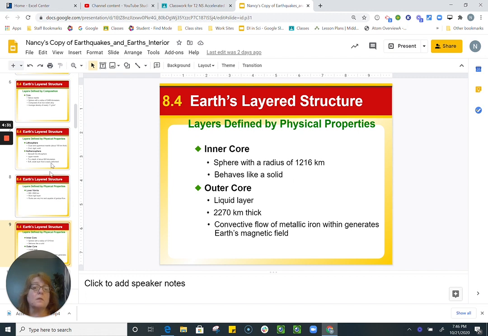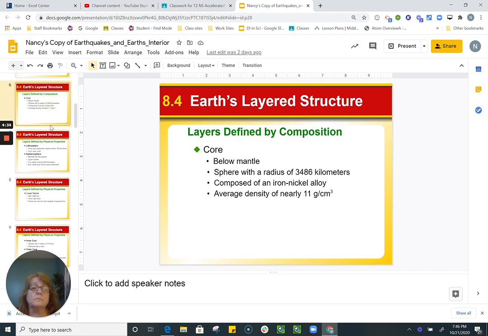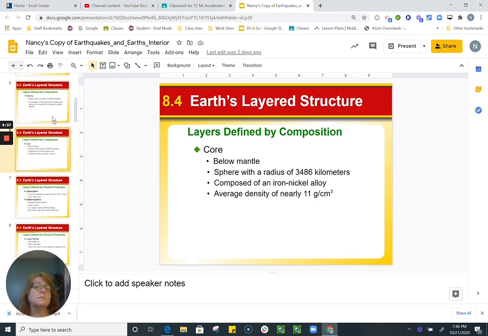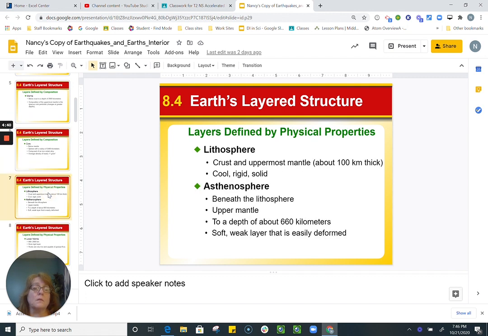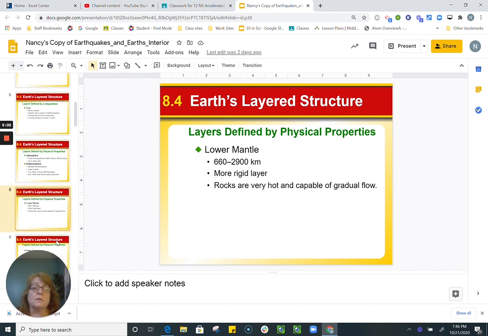Okay, so let me go back up here. The lithosphere is what the continental plates and the oceanic plates are sitting on, the top part of the mantle. And then the asthenosphere is also what's below the lithosphere, but it's still like the outer layers of the mantle. In the lower mantle, the rocks are very hot and they're capable of gradual flow.